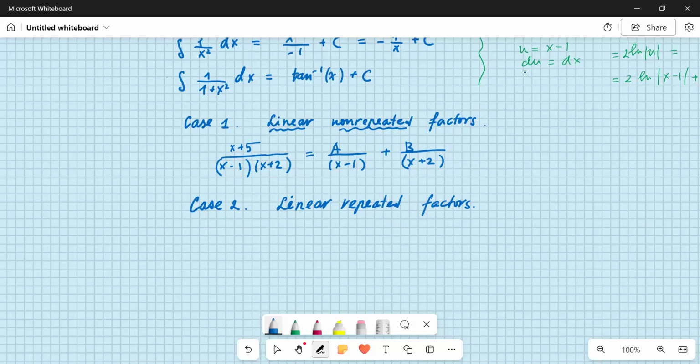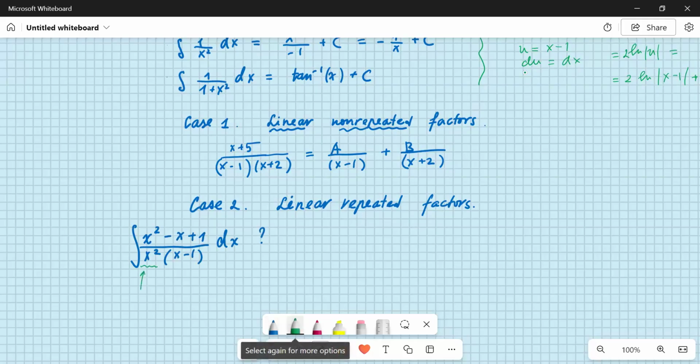What are linear repeated factors? Let's consider a fraction like this: x squared minus x plus 1 divided by x squared times x minus 1. And somebody wants to calculate the integral of this. If you look at the denominator over here, it's already factored, right? We do have 2 factors, x and x minus 1. Factor x is repeated. Let me underline it. How many times is it repeated? 2 times.